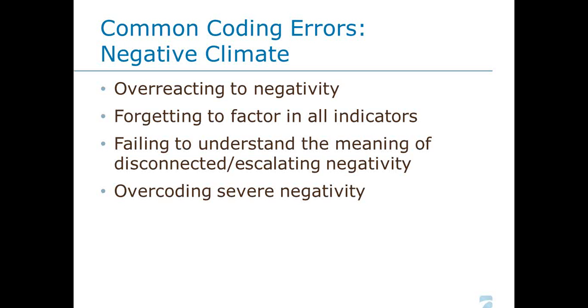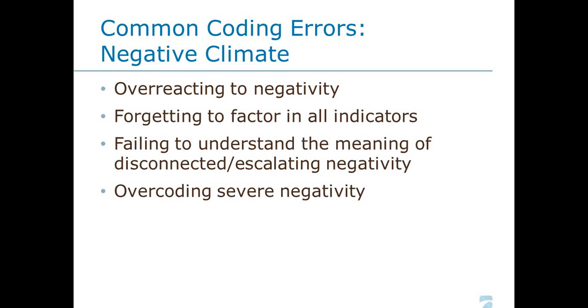The other thing that you need to think about is, unlike the other dimensions where our face page will tell us at the low range we see very little, at the mid range we see some, and at the high range we see a fair amount, with the indicator of severe negativity there are no instances at the low or at the mid range. So that's a little bit different.